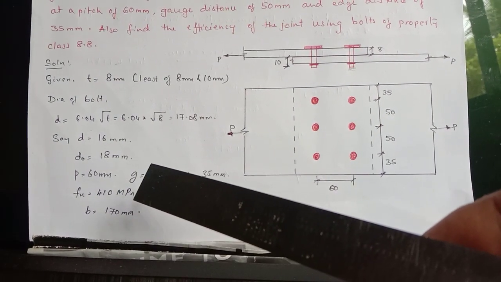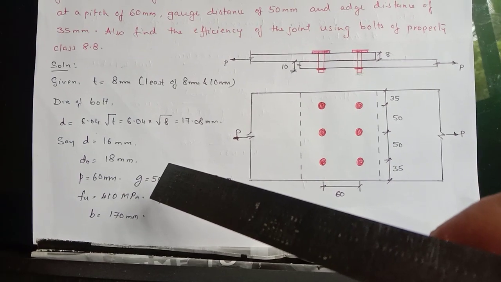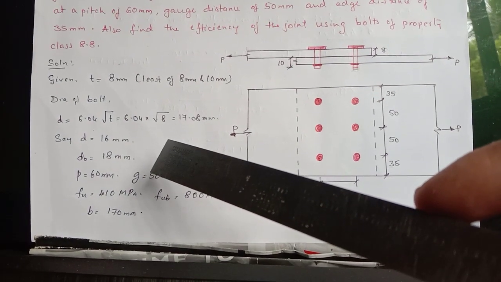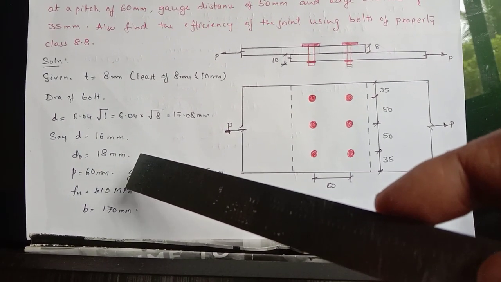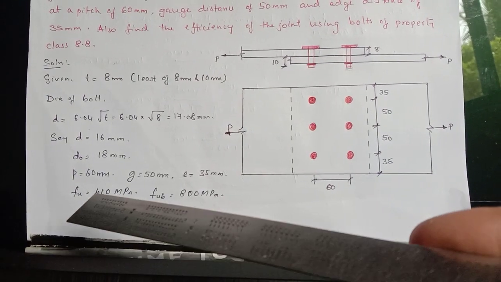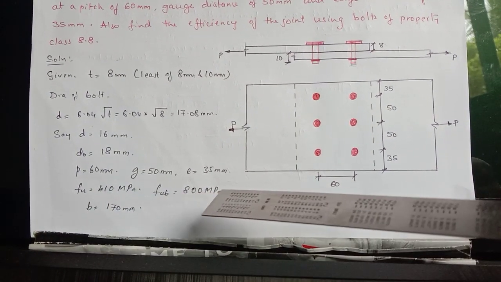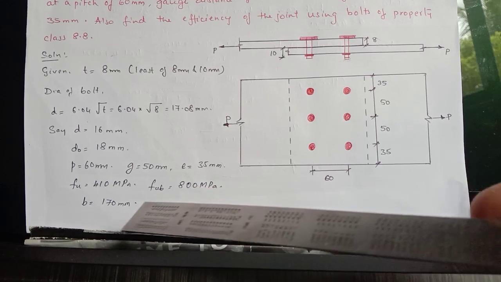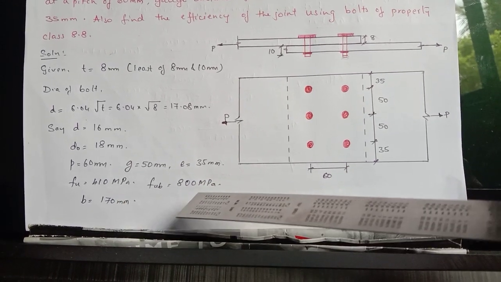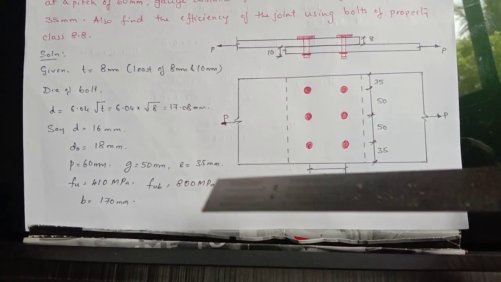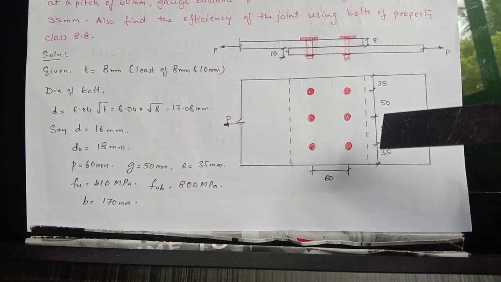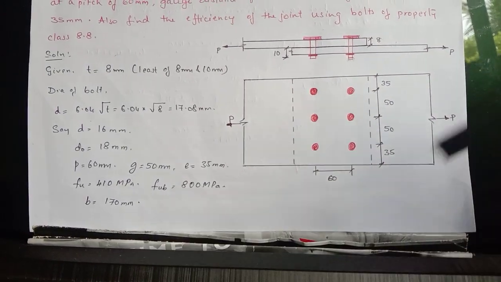Therefore D naught, the diameter of the hole, is equal to the diameter of the bolt plus standard clearance. Standard clearance is 2, therefore it comes to be 18. Then pitch is 60, gauge is 50, then edge is 35 mm, FU 410, FUB 800 MPa, and B is the width of the plate, 50 plus 50 plus 35 plus 35, works out to be 170 mm.